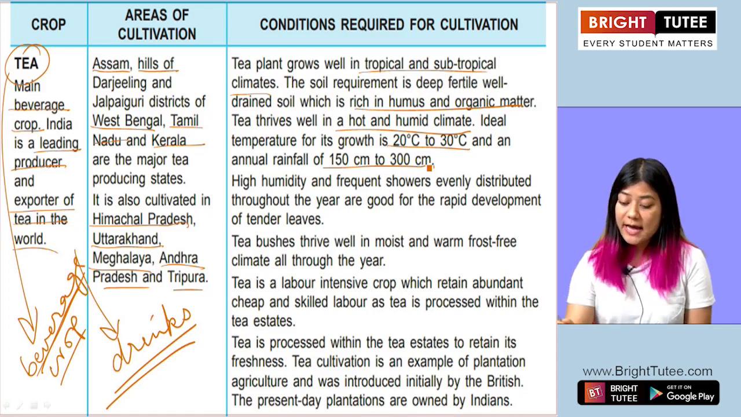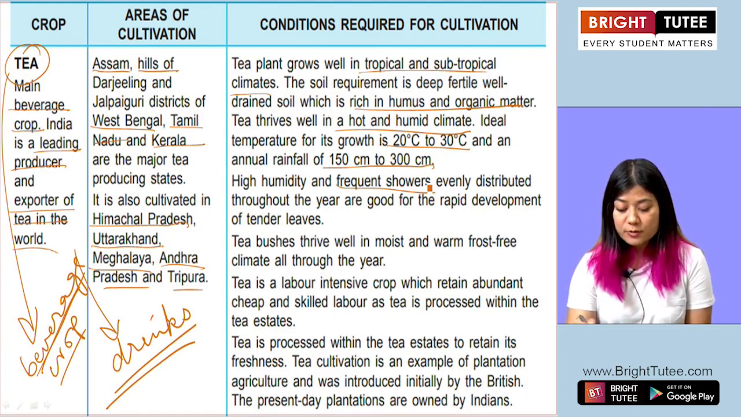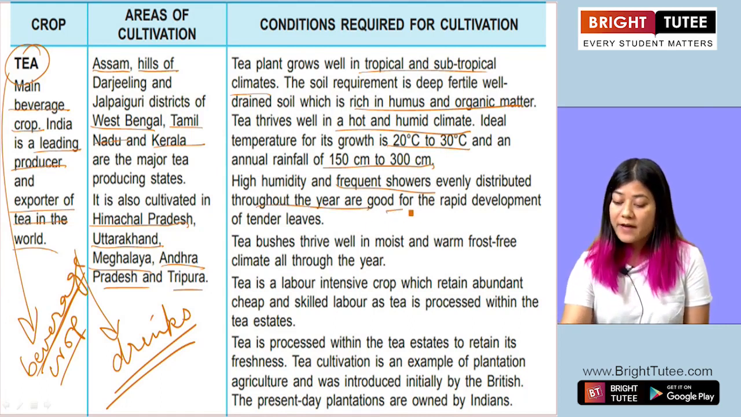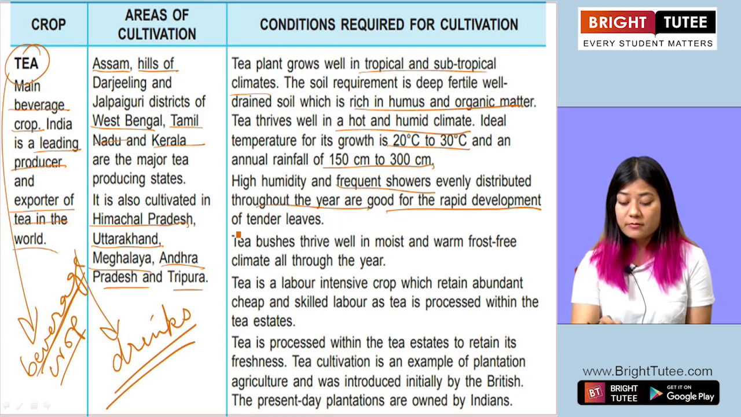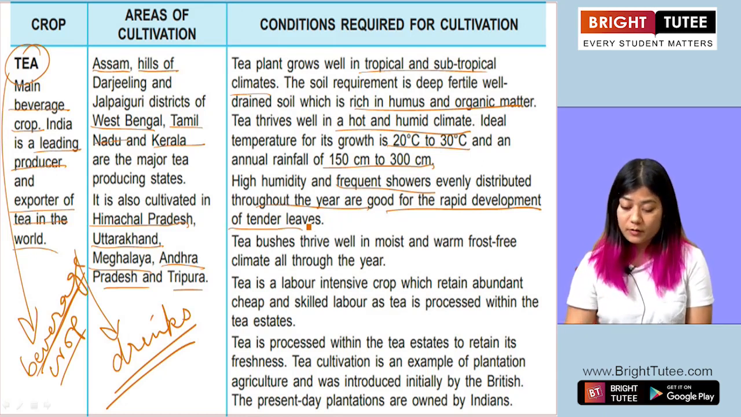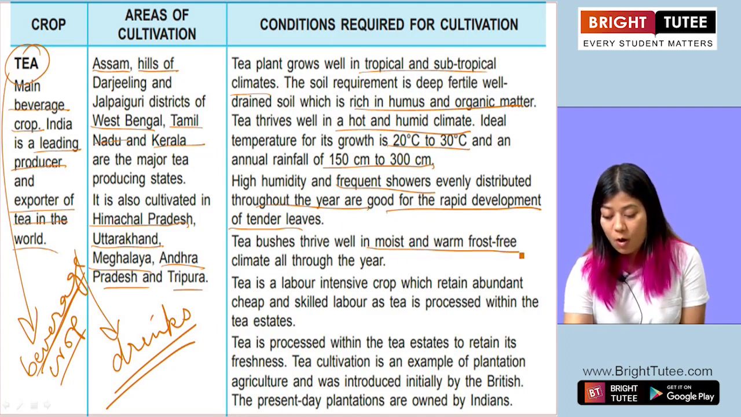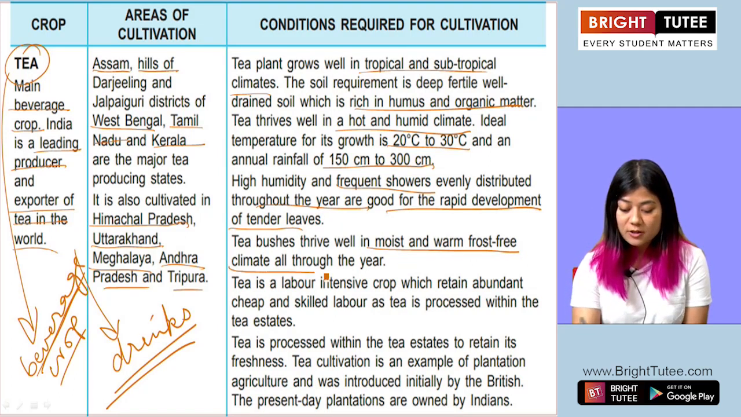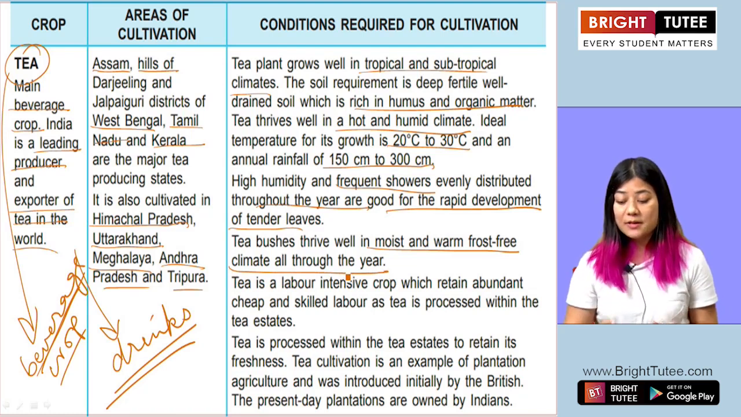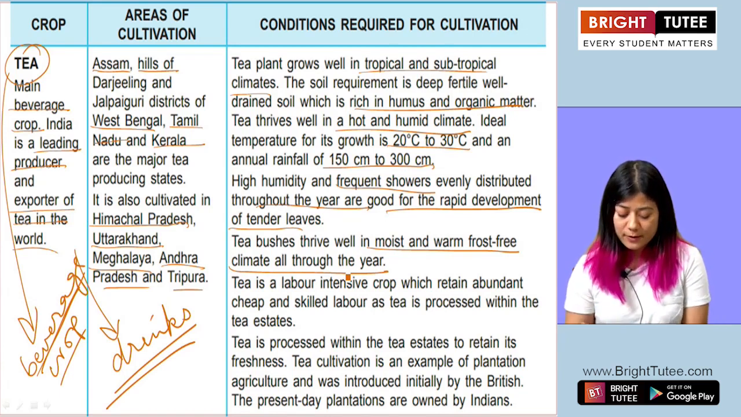High humidity and frequent showers, evenly distributed throughout the year, are excellent for the rapid development of the tender leaves of this crop. Tea bushes thrive very well in a moist and warm frost-free climate throughout the year. If the climate is moist and warm without any frost, then the tea bushes thrive very well.